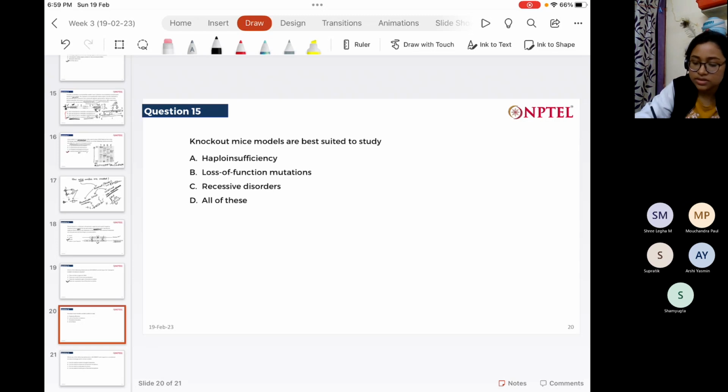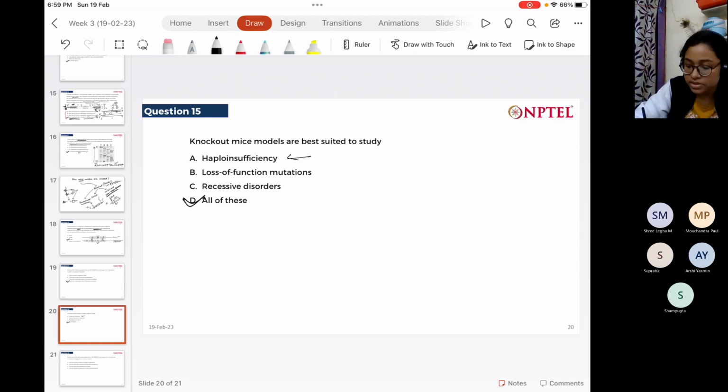So the correct answer is option D, all of these. We can study all of these by using knockout mice. So we can create a haploinsufficiency kind of condition, right? We can create the mutant allele by deleting a particular segment. So in the mice there will be the mutant allele, which is missing a particular segment of the gene, so it is not functioning properly, and it will also have a normal allele. So we are trying to create that haploinsufficiency kind of condition in that mice.